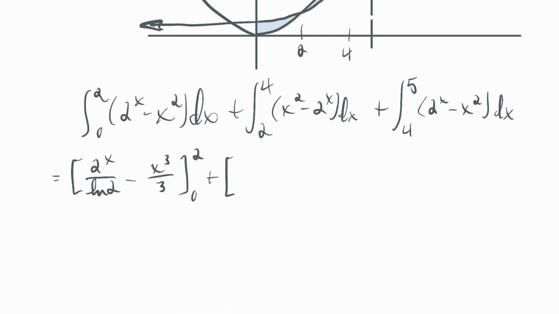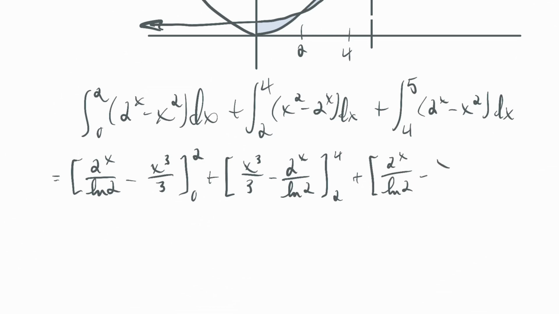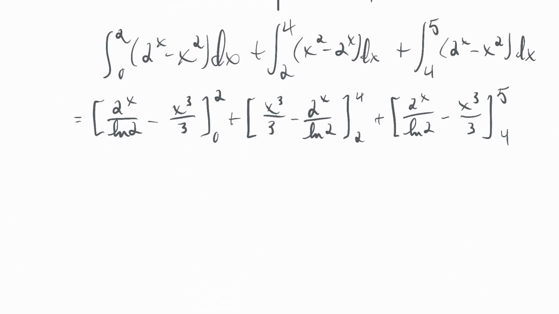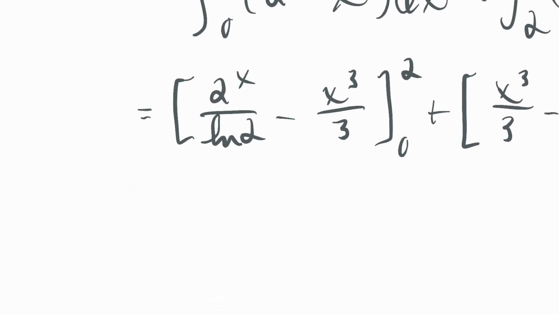Plus x cubed over 3 minus 2 to the x over ln 2. Evaluate at 2 and 4. Plus the antiderivative here will again be 2 to the x over ln 2 minus x cubed over 3. Evaluate at 4 and at 5. Okay, so now I can evaluate, if I can zoom in a little bit.